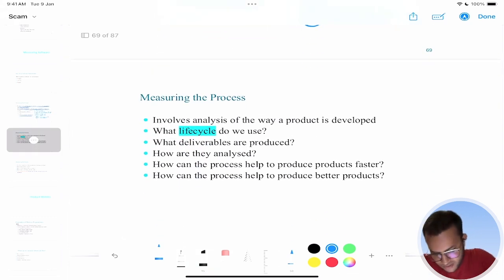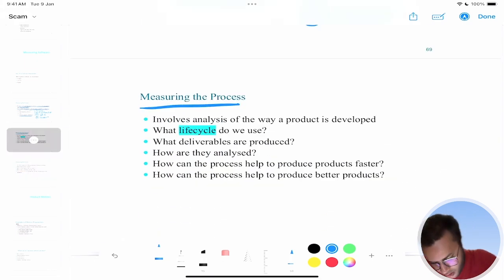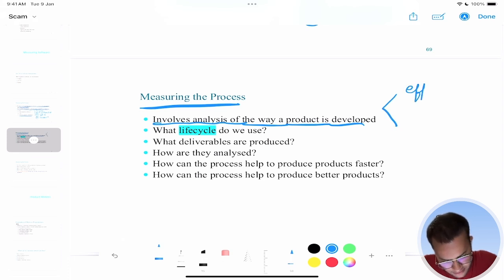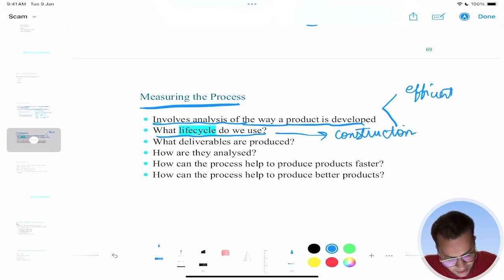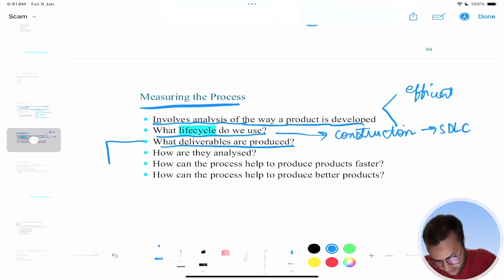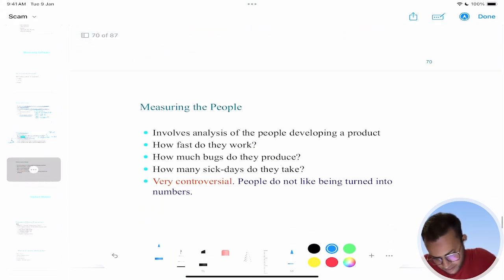Now second, we have measuring the process. Why do we need to measure the process? We need to measure the process because it involves the analysis of the way a product is developed. By measuring the process, we can see whether the process is efficient or not. And second, what life cycle do we use? We know that for constructing software, we use the SDLC, the software development life cycle model. Now, third, what deliverables are produced? It means when the software is developed, what all the things are that are produced and can be used.